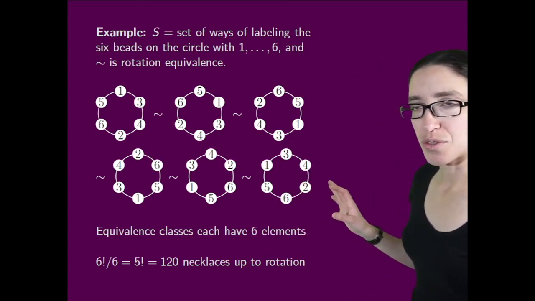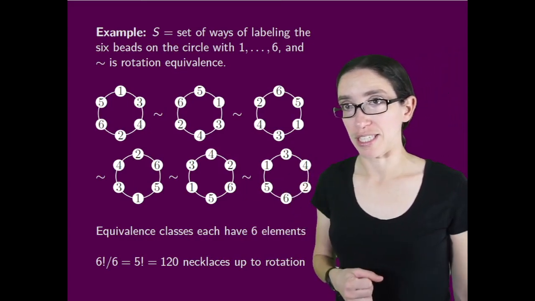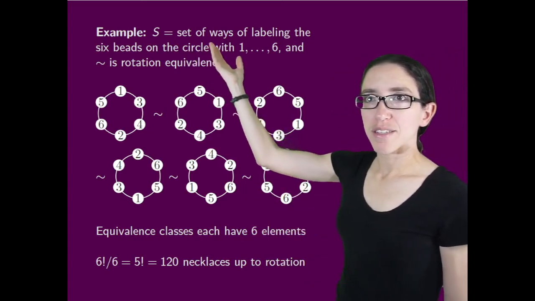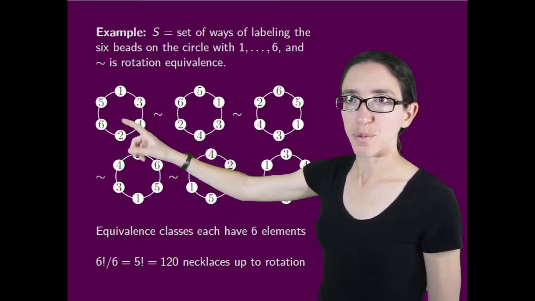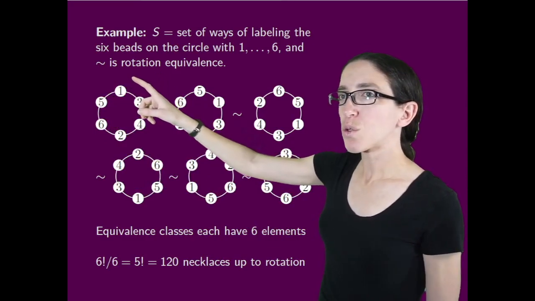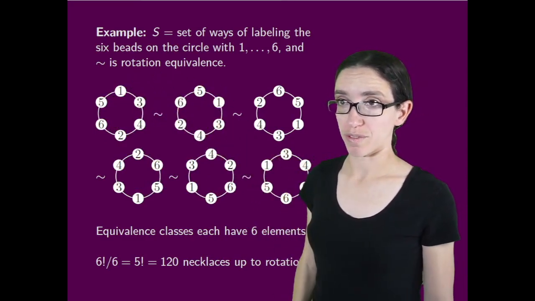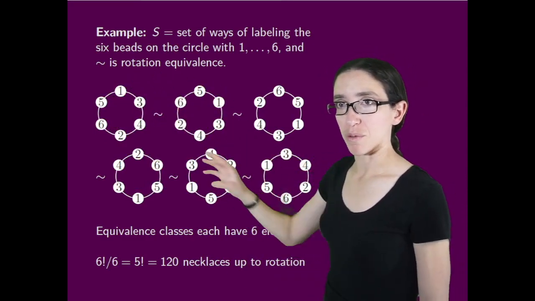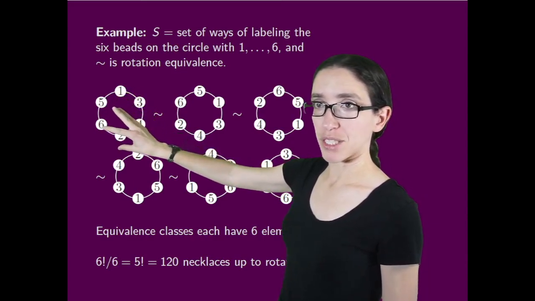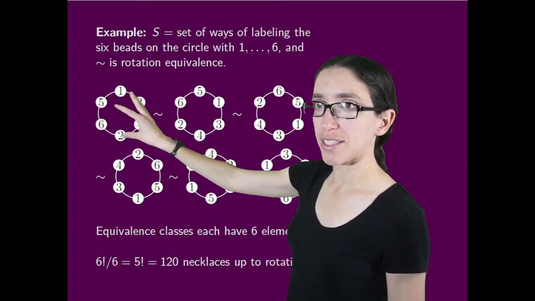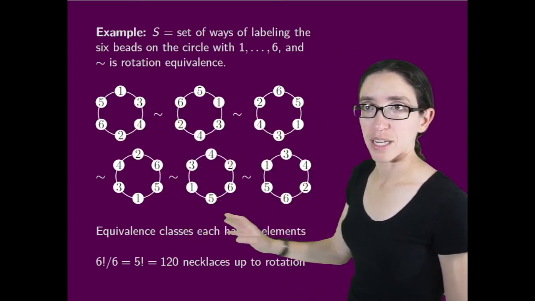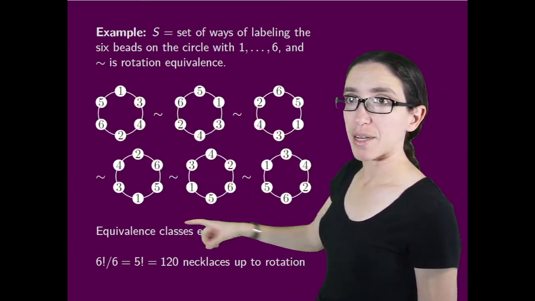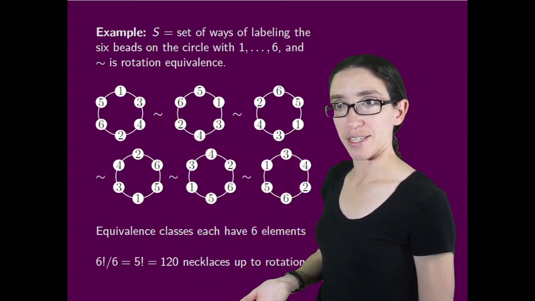Let's look at equivalence relations and set partitions in a combinatorial example. Let's let S be the set of all ways of labeling the 6 beads on the circle, as shown here, with 1 through 6, and make an equivalence relation of rotation equivalence. So remember the necklace problem where we say, okay, in the division principle, we're going to assume that necklaces are equivalent up to rotation. Well, what you can do is overcount all the necklaces, and then divide by 6 because there's 6 ways to rotate a necklace.